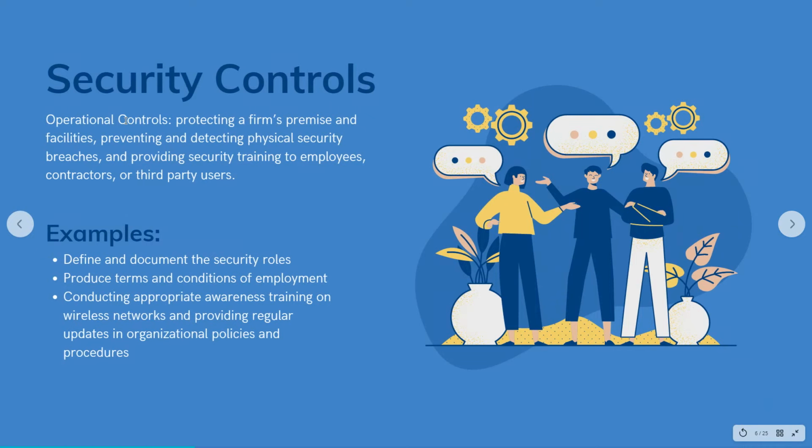All right. Now, operational controls also protect the firm's premise and facilities, and they prevent and detect physical security breaches. And they normally involve providing training to employees, contractors, or third parties, making sure that you are defining and documenting those security roles, producing terms and conditions of employment so that all of your operations are standardized and that everybody understands their role, and actually conducting appropriate awareness training on wireless networks or your systems or your accounting information systems. So those are all security controls that are operational in nature.